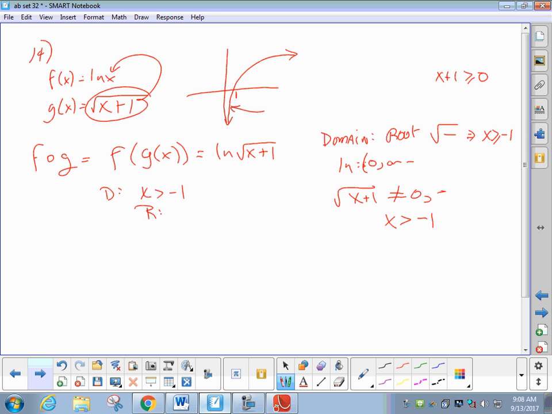Between 0 and 1. Okay, so my question really amounts to, in order to get those negatives, can I get anything between 0 and 1 out of that? You can. Say, for example, if I put in negative 3/4, negative 3/4 plus 1 would be 1/4. Square rooted would be 1/2. And so the log of 1/2, that's one of those negative values.